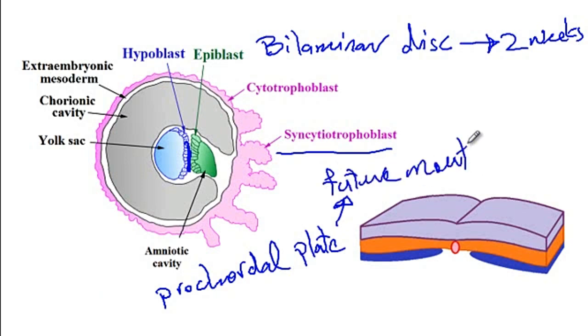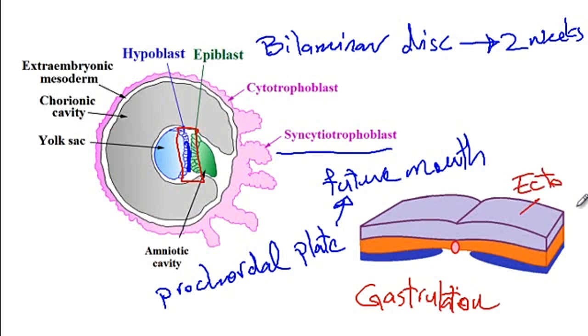Now about 1 week later, at around 3 weeks post-fertilization, the bilaminar disc will start to differentiate into 3 layers, and this differentiation process is called gastrulation. And there are 3 layers called ectoderm, mesoderm, and then endoderm. And then in a separate video, I have discussed how the trilaminar layer will differentiate into other tissues as well as the anterior and posterior neural folds.